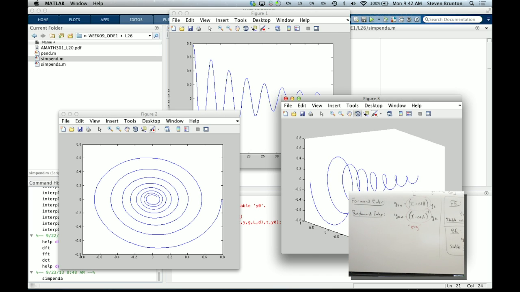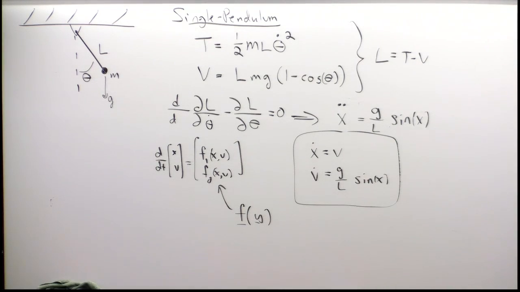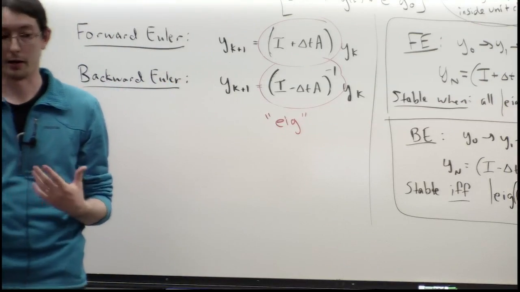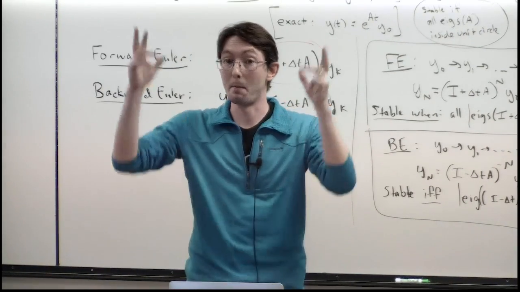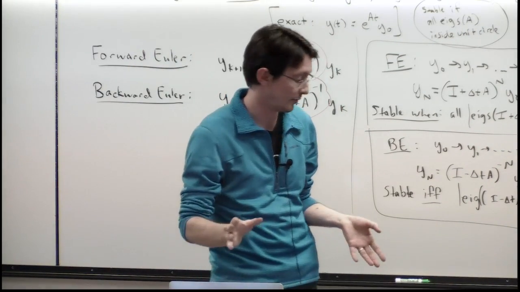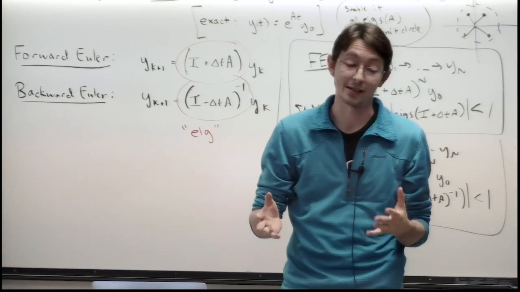So I hope this all made sense. Next time, we're actually going to derive the Euler integration scheme that we used here. ODE 45 is this better integrator that I haven't told you about, and we're going to start deriving this better class of integrators in the next lecture.